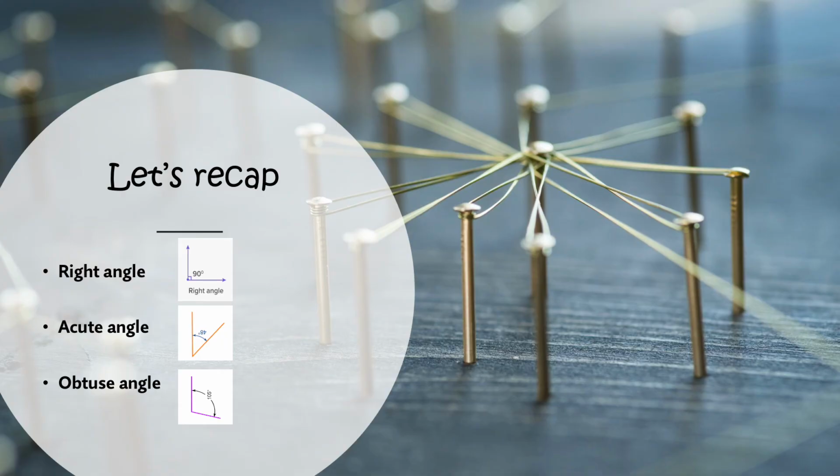So let's recap. A right angle is when two straight lines intersect each other at 90 degrees. Acute angles are smaller than right angles and are less than 90 degrees. Obtuse angles are larger than right angles, are more than 90 degrees, but are less than 180 degrees.